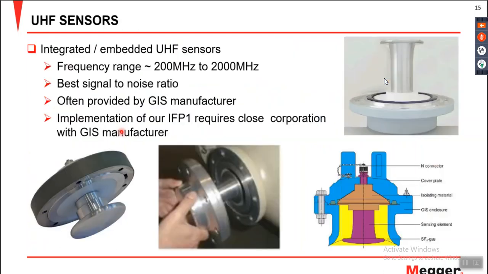And now the question arises: how many sensors, or which kind of UHF sensors, will we require? Nowadays almost every GIS OEM is already incorporating UHF sensors in the GIS, which can also be called integrated or embedded UHF sensors, and they have a frequency range of roughly 100 megahertz to 2 gigahertz, which is the ultra high frequency band. As these sensors are already pre-fitted inside the GIS, they give the best signal to noise ratio. And as I said, these are generally provided by the GIS manufacturers.